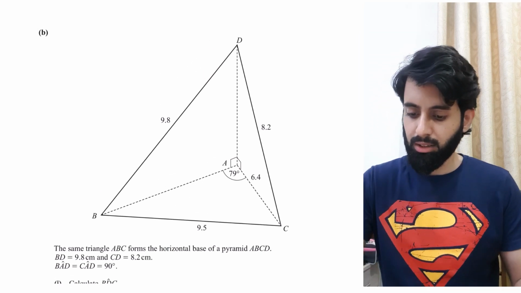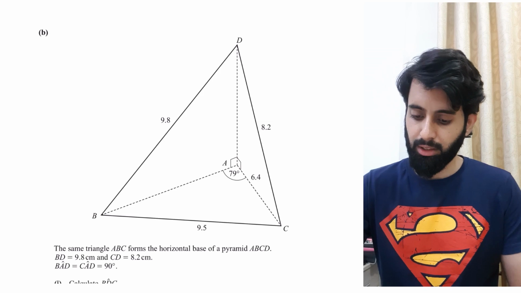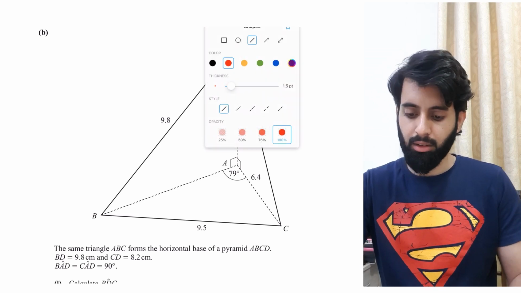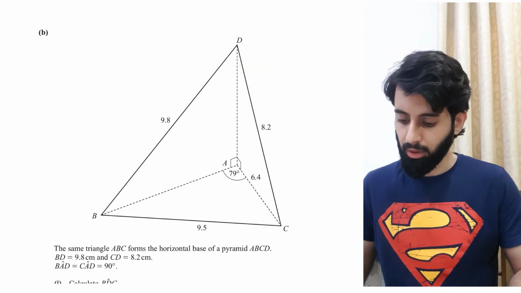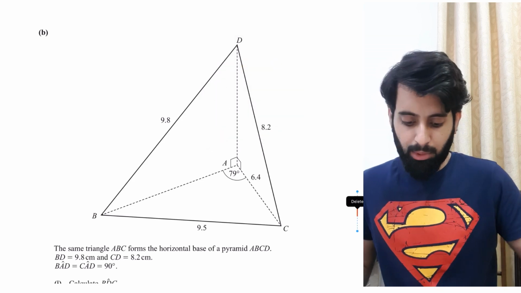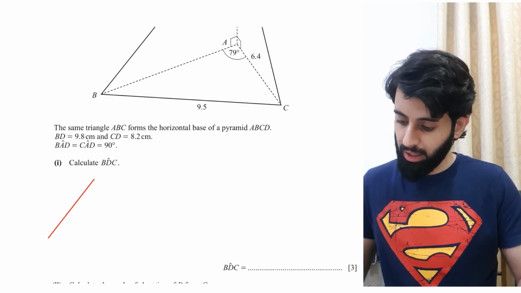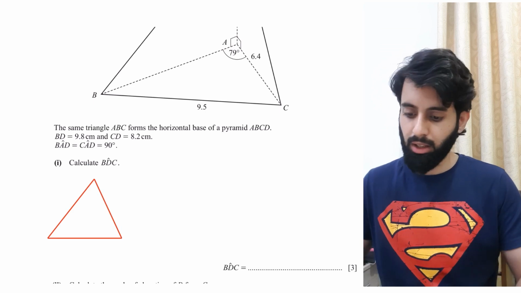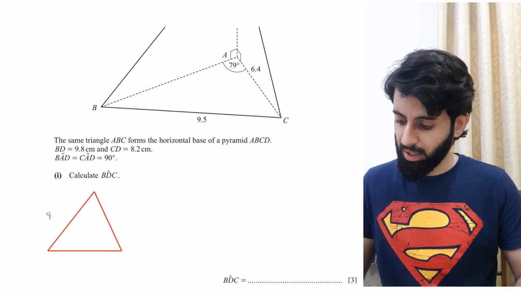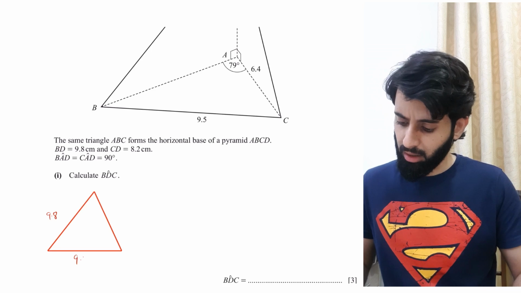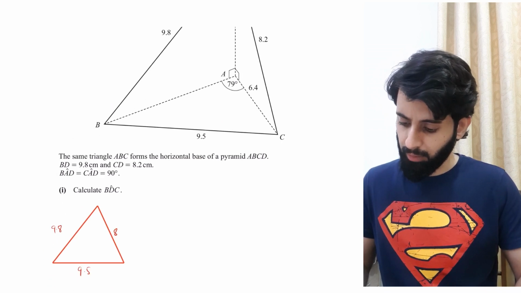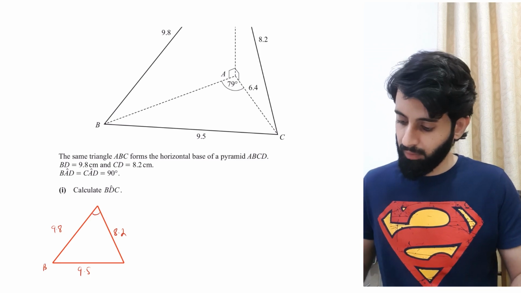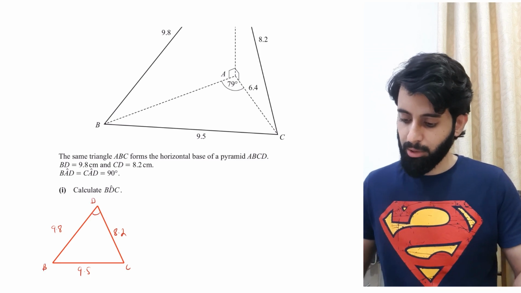Okay, so BDC. The first thing you should do whenever you're doing a question like this is first decide what triangle you're going to use in order to calculate the length that is asked of you. So I'm going to use triangle BDC. That's a no-brainer. I always encourage my students to draw it separately, so that they don't get confused with everything else in the question. It doesn't have to be very accurate: 9.8, 9.5, and 8.2. Since you have all three lengths and you're asked to work out an angle, which is this angle BDC, I'm going to use the cosine rule.